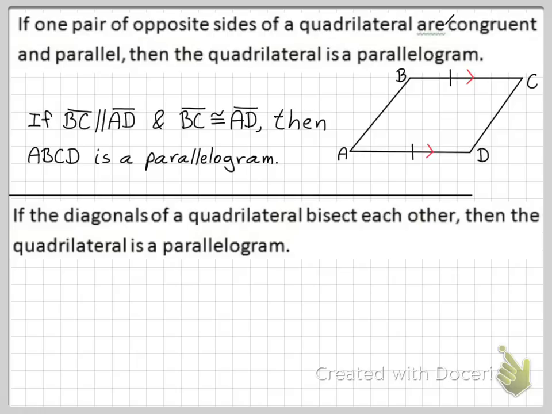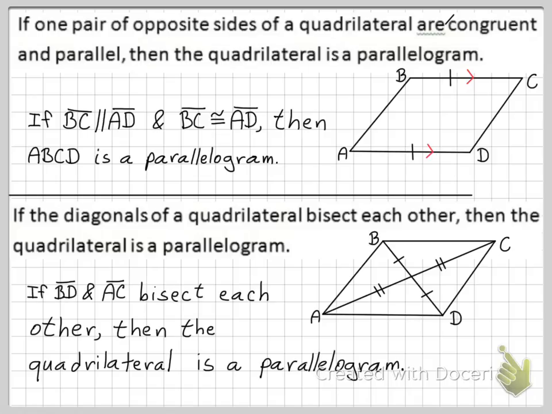And then finally, the last one, if the diagonals of a quadrilateral bisect each other, then the quadrilateral must be a parallelogram. So you have this figure, and BD is one of the diagonals, and AC is the other. If they bisect each other, and that's what these tick marks are showing, then the quadrilateral is a parallelogram.